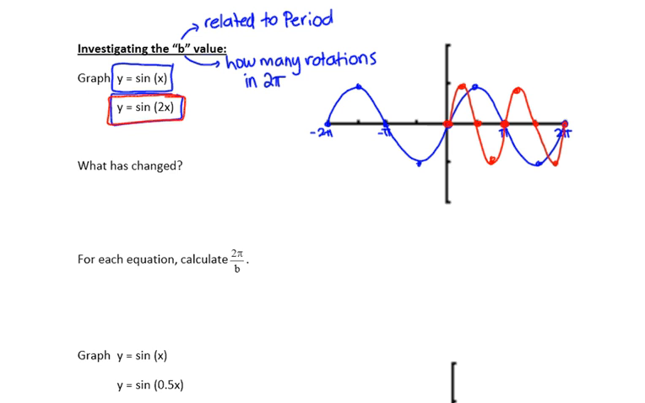Oh, sorry, that's the second graph, yes. Because the B value is 2, that means we have 2 rotations in 2 pi. So if I was to graph the next one, it's going to be a full rotation on this side, and 1 full rotation has to be between 0 and pi. So we'll get to our midline halfway again at pi over 2.